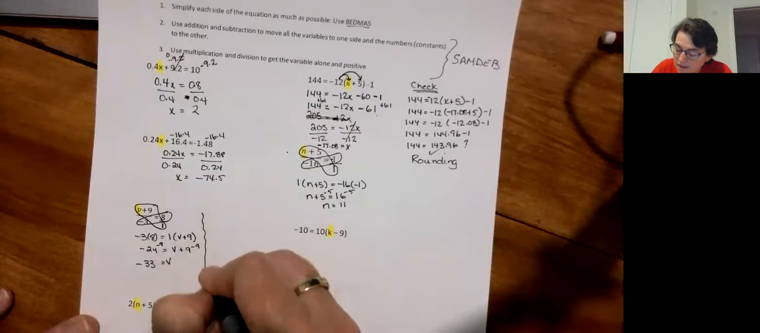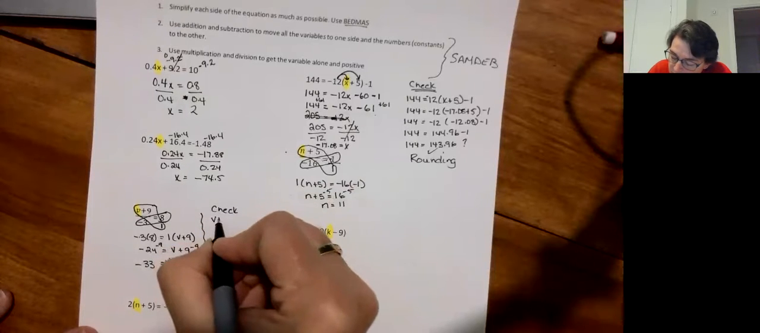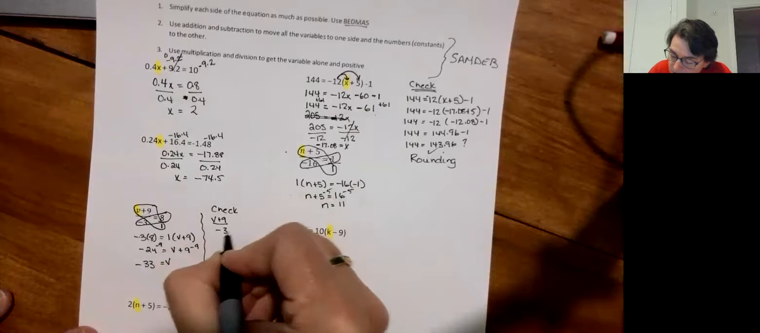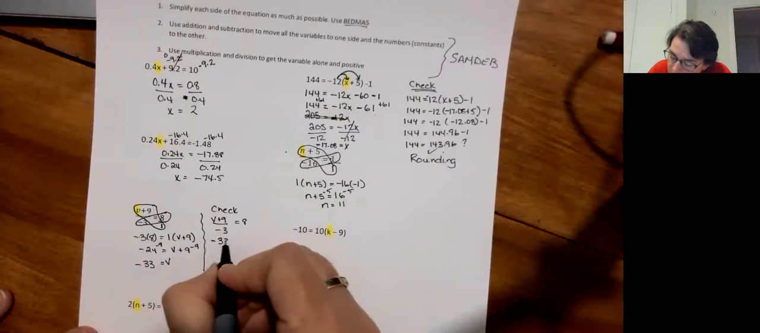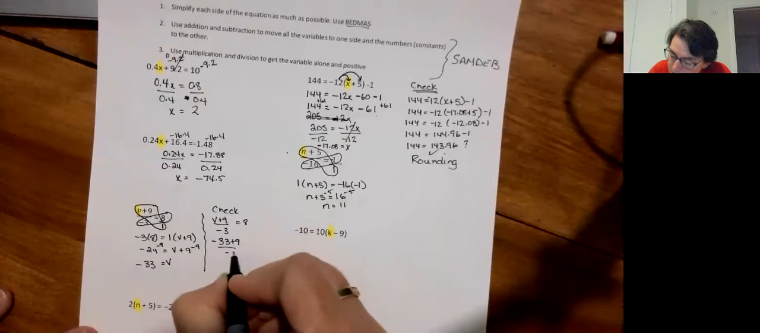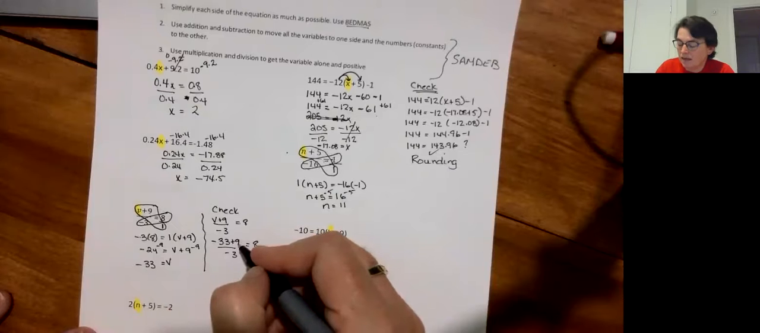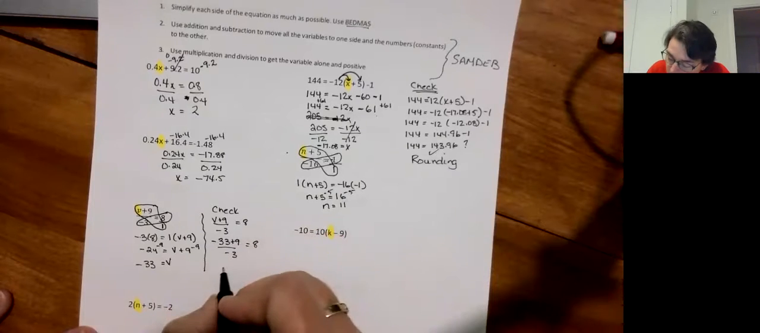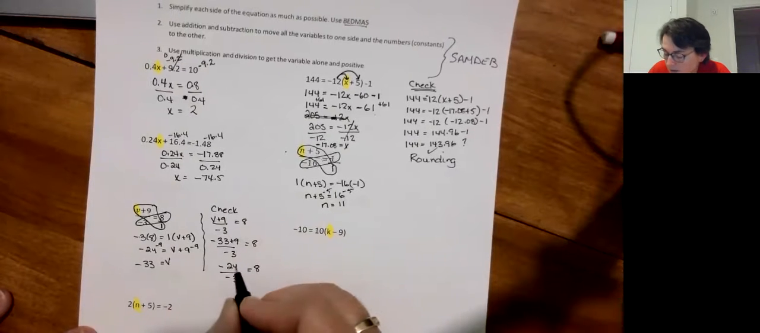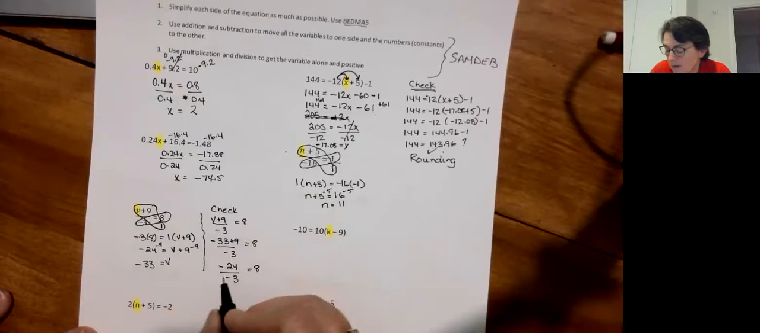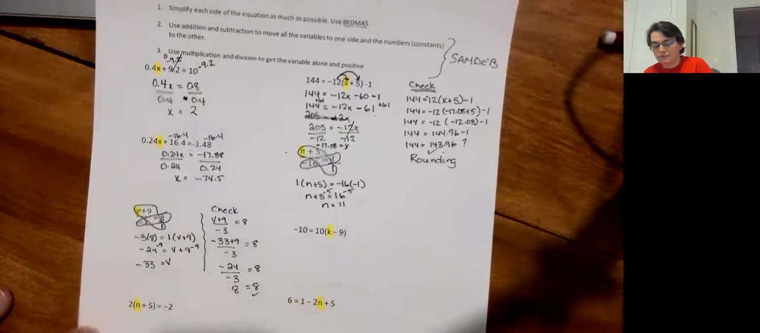Just for fun, because I got a little bit of room here, let's do a check. So b plus 9 over minus 3 is equal to 8. So minus 33 plus 9 over minus 3 equal to 8. Minus 33 plus 9 is going to be minus 24, over minus 3 is equal to 8. Minus 24 divided by minus 3 is 8. So we're golden. Ta-da! Always check.